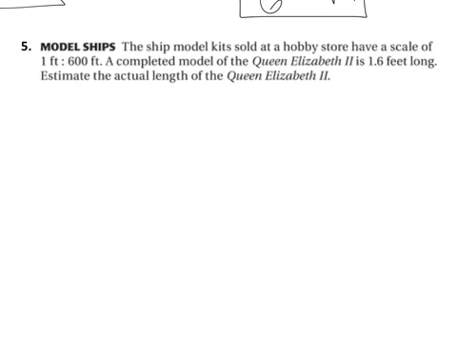All right, model ships. It says the ship model kits sold at a hobby store have a scale of 1 foot to 600 feet. A completed model of Queen Elizabeth II is 1.6 feet long. Estimate the actual length of Queen Elizabeth. Okay, so you have 1 foot to 600 equals.